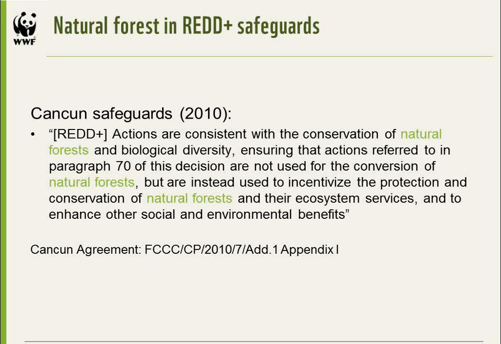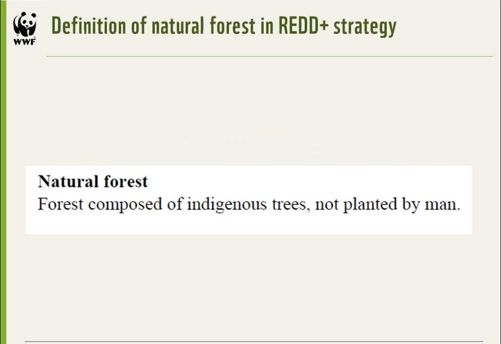So one example where spatial planning is important for implementation of the REDD Plus safeguards is understanding the distribution of natural forests in a country. So the Cancun safeguards say that REDD Plus actions need to be consistent with the conservation of natural forest, and that REDD Plus should not be used for the conversion of natural forests, but instead be used to incentivize the protection and conservation of natural forests and their ecosystem services and other social and environmental benefits.